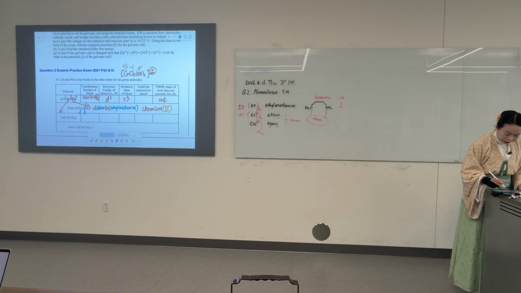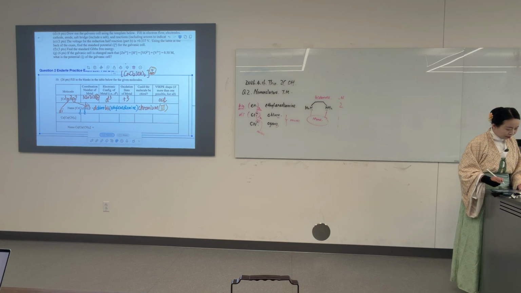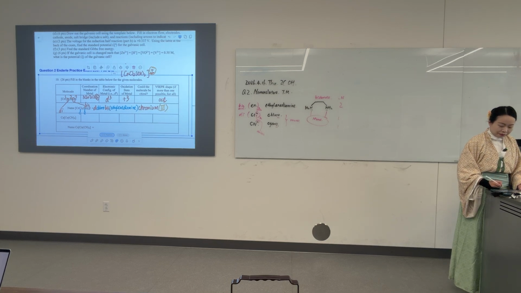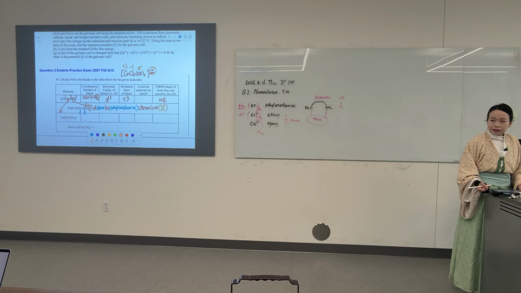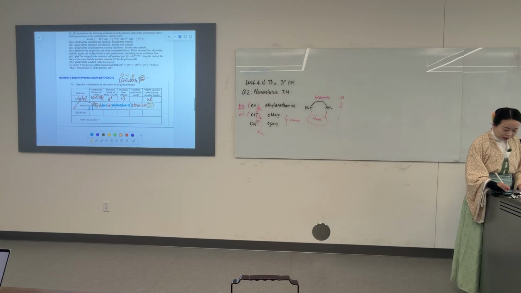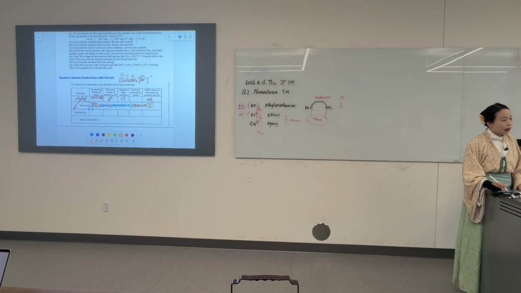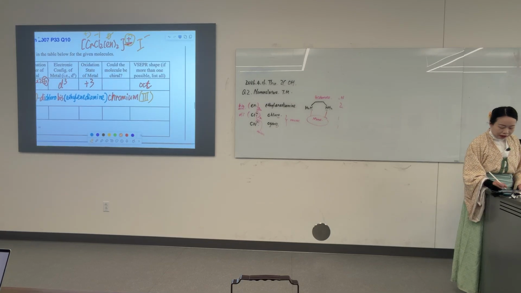There should be no space between your chromium and this. Am I done? No. There is also your counter ion. That's why we separate this. The iodide counter ion just balances the charge, but it's still part of the name. So there should be a space. Okay, space. Iodide, yes.